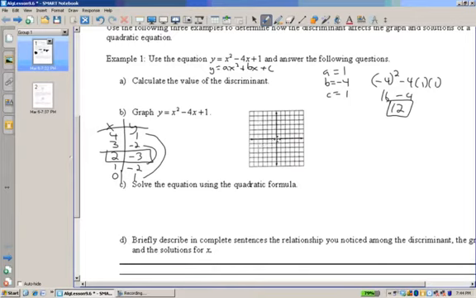So 0, 1, 1, negative 2, 2, negative 3, 3, negative 2, and 4, 1.